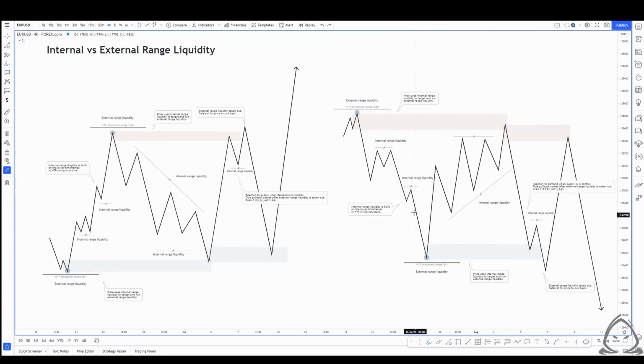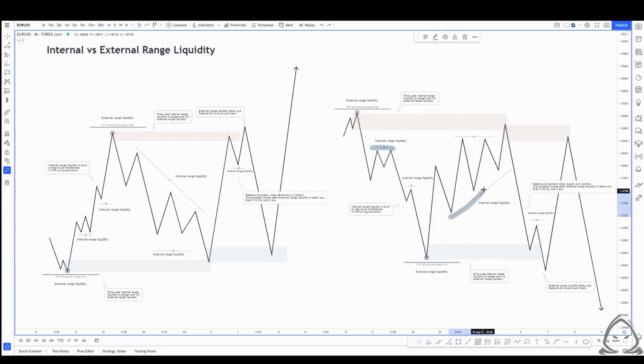So as price is dropping down, again, say this is a 4-hour structural leg and we move down to the 15-minute, what we can start to see is internal range liquidity being created in the form of equal highs, structural high liquidity. And then what we can see is price starts correcting. We start taking out the liquidity.